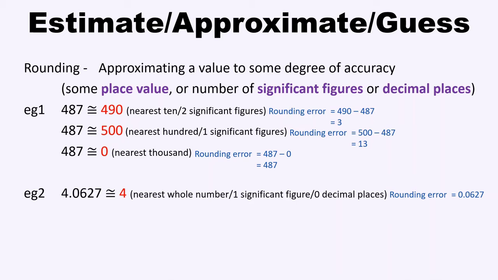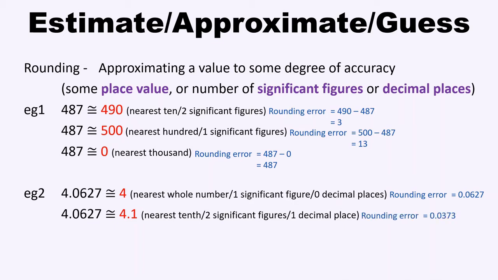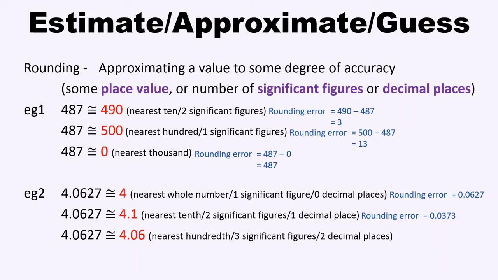But I could round this in a different way to keep that rounding error even smaller. If I rounded this to the nearest tenth, or two significant figures, or one decimal place in this case, that would only be a rounding error of 373 ten-thousandths. That's almost half of the rounding error as above, because I'm rounding off fewer digits this time. I could keep that rounding error even smaller if I rounded to the nearest hundredth.